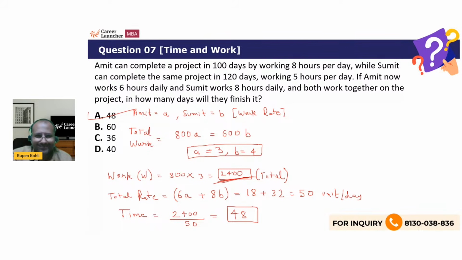Perfect. So time and work: this kind of question, in which hours are given and two people work, and we ask how many days they take working so many hours, this is the best way to proceed. Take the work rates as variables, and equate the total work for the two people as we did in the first step, 800A equals 600B. From there you get the ratio of the work rates.